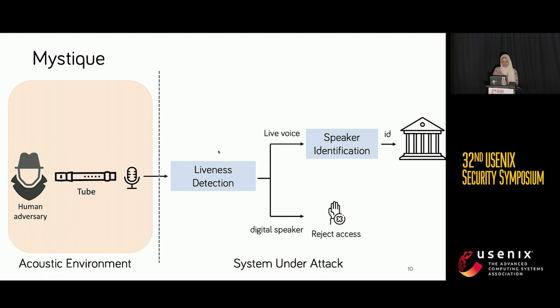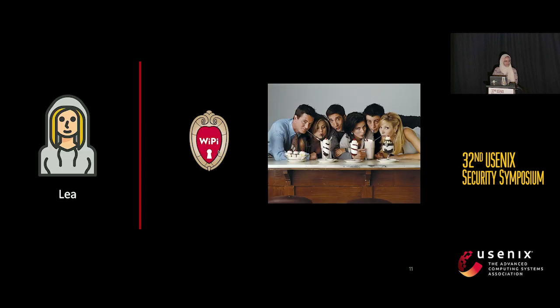Let's see it in action. So Leah wants to break into a special event for Friends Cast. The event is hosted at the Wisconsin Privacy Lab. Leah is obsessed with Phoebe, and she thinks she can impersonate her. Let's see if she can break in.